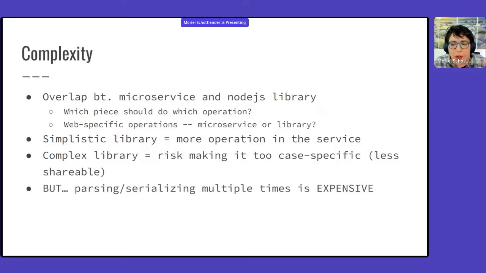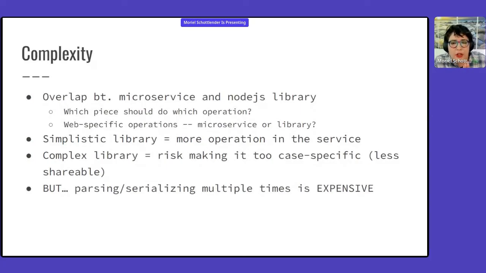But if I go with a very simplistic library, then there's a lot more complexity in the microservice, right? The microservice needs to do a lot more. If I go with a really complex library that can do anything, then now I'm risking making it unusable because it can do so many things and nobody knows how to use it, which we see online a lot, right? But there's another consideration here.